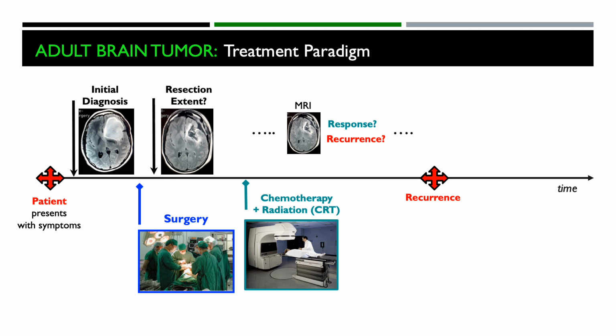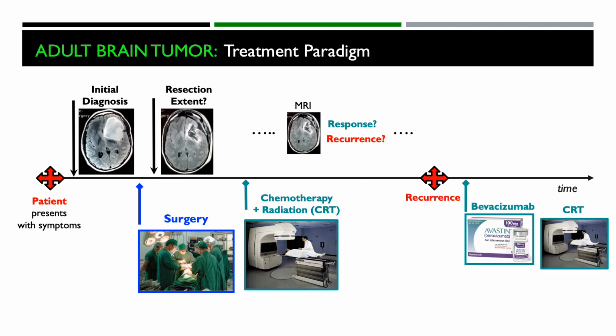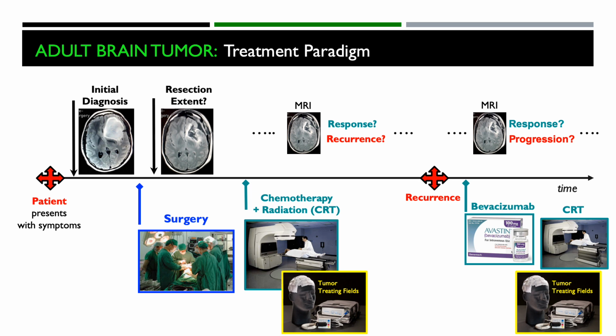If there is recurrence, there are other treatment options, including Bevacizumab or Avastin, chemoradiation therapy, and then again this is followed by MRI exams to again assess whether or not the patient is responding or is there tumor progression. Recently, tumor treating fields have been added to these treatment options, both for newly diagnosed tumors and for recurrent tumors.